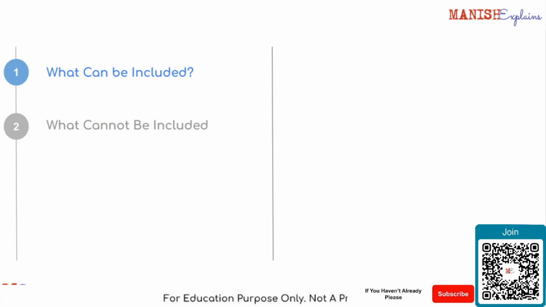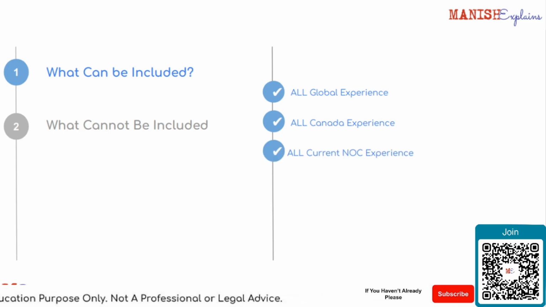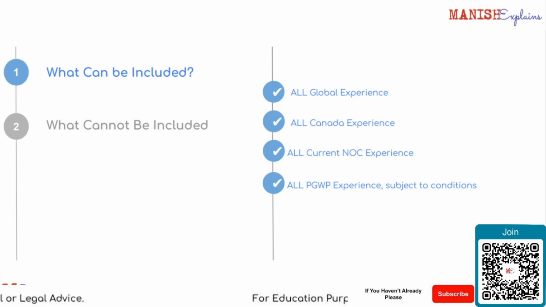But from an overall point of view, just for discussion, you can include all your global experience, all of your Canada experience, and all of your current NOC experience. If you are still working in your current NOC for the last 5 years, 10 years, include all of it. What can also be included is the PGWP experience, but there are certain conditions to it. I'll come to those conditions in what cannot be included. So I hope this is clear on what can be included.